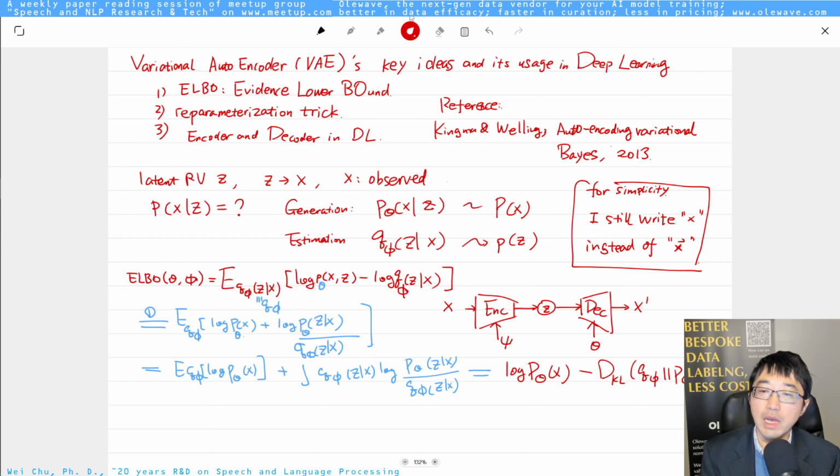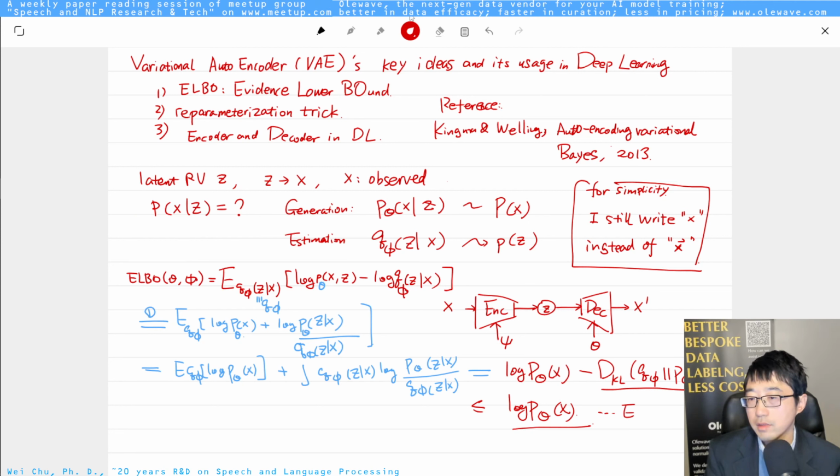Because this term is always non-negative, this thing is always smaller than or equal to this. And this is called what? This is called the evidence.